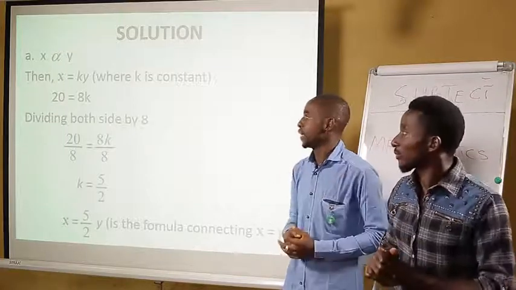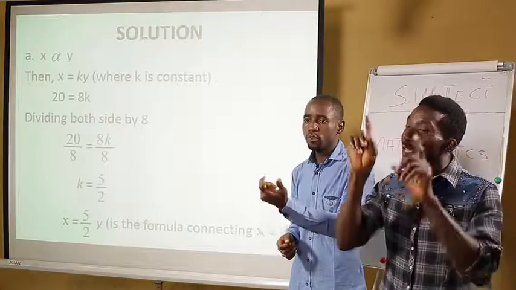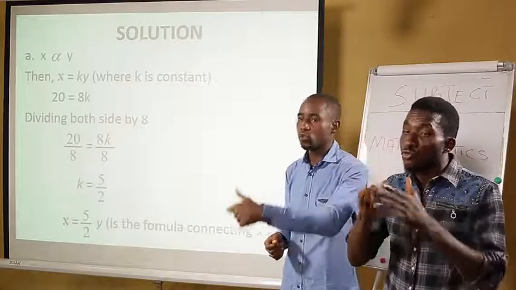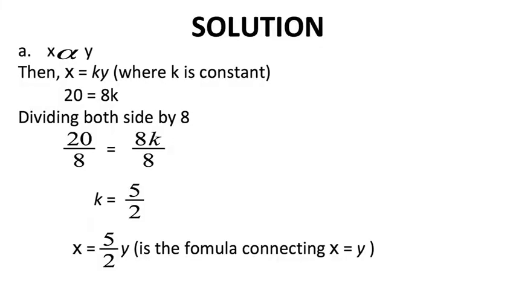Then, as I said earlier in example 1, for you to remove the proportionality sign, you must introduce a constant. Therefore, this can be written as x equals ky, where k is a constant. And from the question, the value of x is 20 and the value of y is 8. Now we substitute 20 for x and 8 for y. Therefore, we have 20 equals 8k.